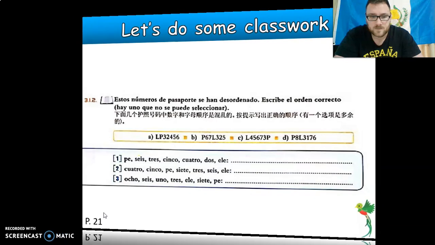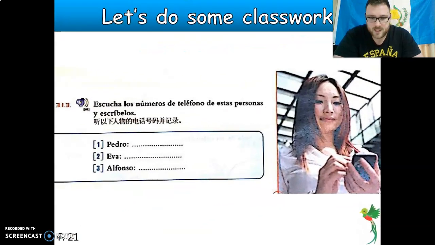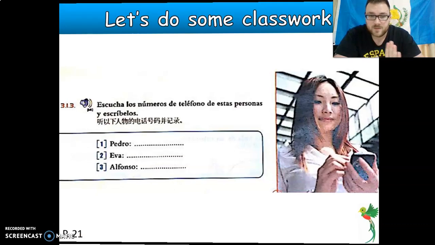Cool, you guys. All right, next thing on page 21 is a listening, okay? Now, you listen to it, and it's going to have 3 people, Pedro, Eva, and Alfonso, and then you listen for the phone numbers of these 3 people, all right? And then you write down their phone numbers, okay? You don't have to write out S-E-I-S for seis. You just write seis, the number. Make it easy for you guys, all right? Cool. So do that one.